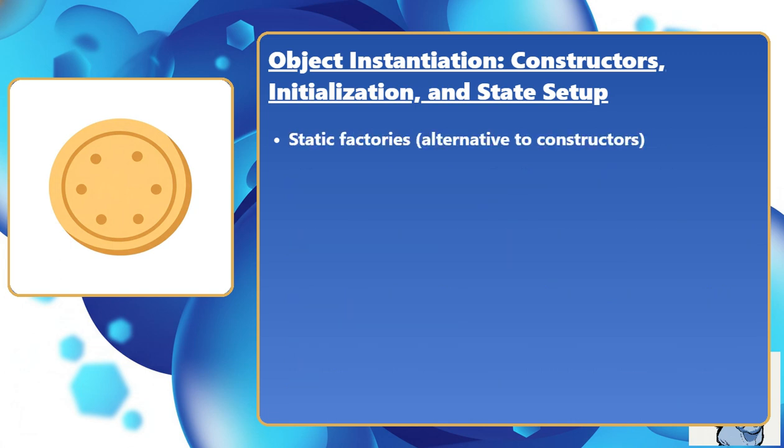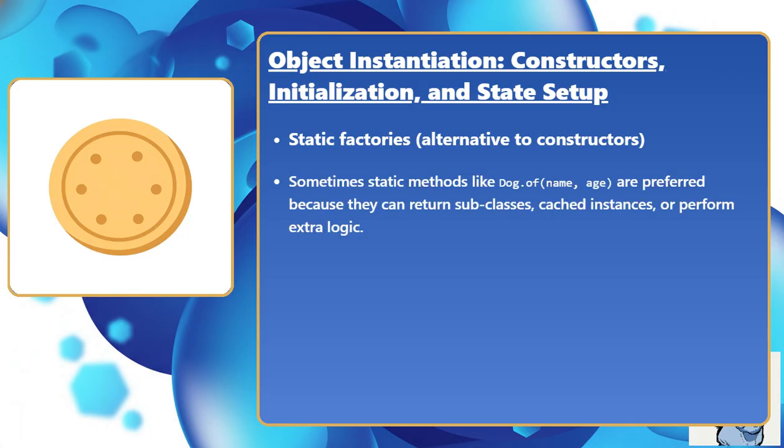Static factories: an alternative to constructors. Sometimes static methods like Dog.of(name, age) are preferred because they can return subclasses, cached instances, or perform extra logic.